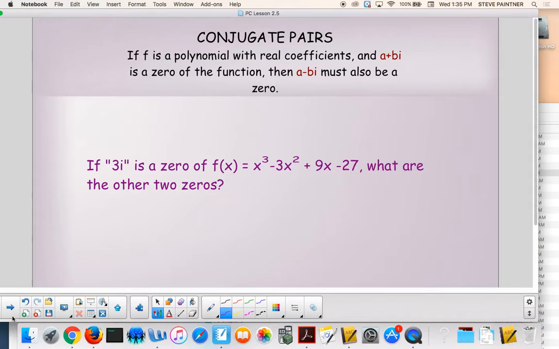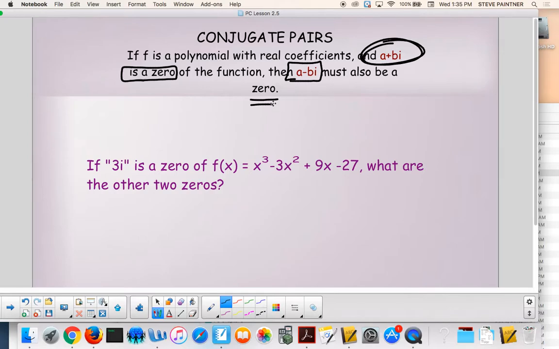Oh, okay, look at this. Here's a statement they make to you. If your function f is a polynomial with real coefficients, and a plus bi is a 0 of your function, then this is also true, guys: a minus bi is also a 0. So what are they telling you? If you know you have a 0 that's imaginary, you have another 0.